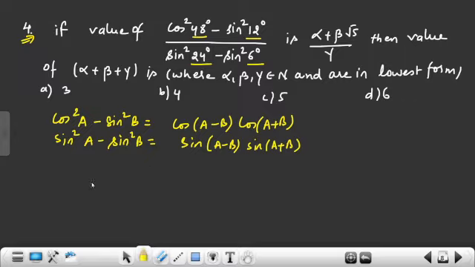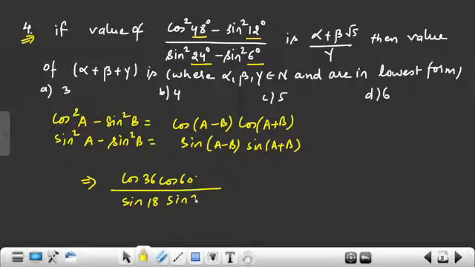Now let's solve. Let's come to the question now. A is 48, b is 12. So 48 minus 12 is 36 and this is 60. Similarly, sine, it is 18 and it is how much? Sine 30, right? Now cos 60 and sine 30 are same, so they get cancelled, 1 by 2, 1 by 2.